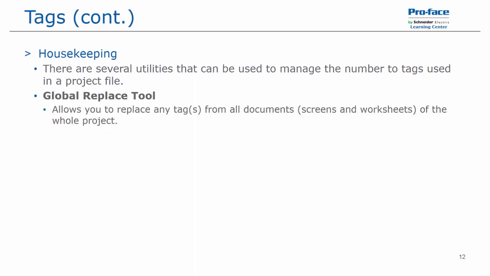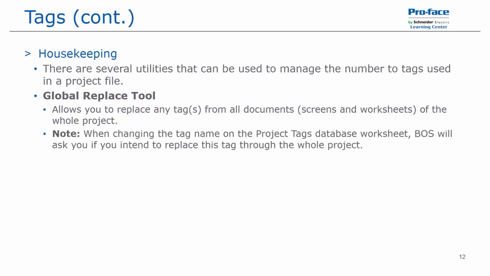The first is the Global Replace tool. And this allows you to replace any tags throughout the application in any document. This would be screens, driver worksheets, script, any application or project screens that you've created. A helpful note, when you change the tag name in the project tags database, Blue Open Studio will automatically ask you if you intend to replace the tag throughout the whole project. If you say yes, it will then perform a global replace throughout the entire application, replacing the old tag name with the new.